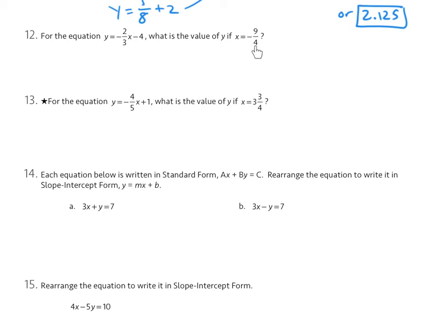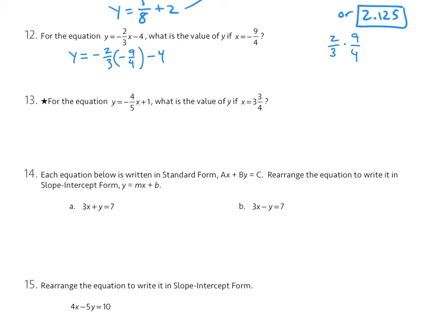12. For the equation y equals negative 2/3 x minus 4, what is the value of y if x equals negative 9/4? Let me write the equation. y equals negative 2/3 times the x value, and that's negative 9/4, minus 4. 2/3 times negative 9/4. I'll do that over here. 2 over 3 times 9 over 4.